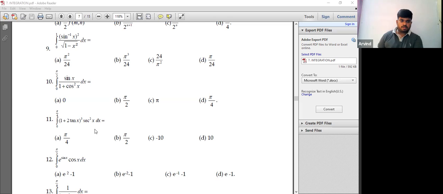Again, the 11th one, the 12th one, all of those are very, very easy. Please do the 10th one, make it fast. Integral 0 to pi by 2 of sin x divided by 1 plus cos square x dx.